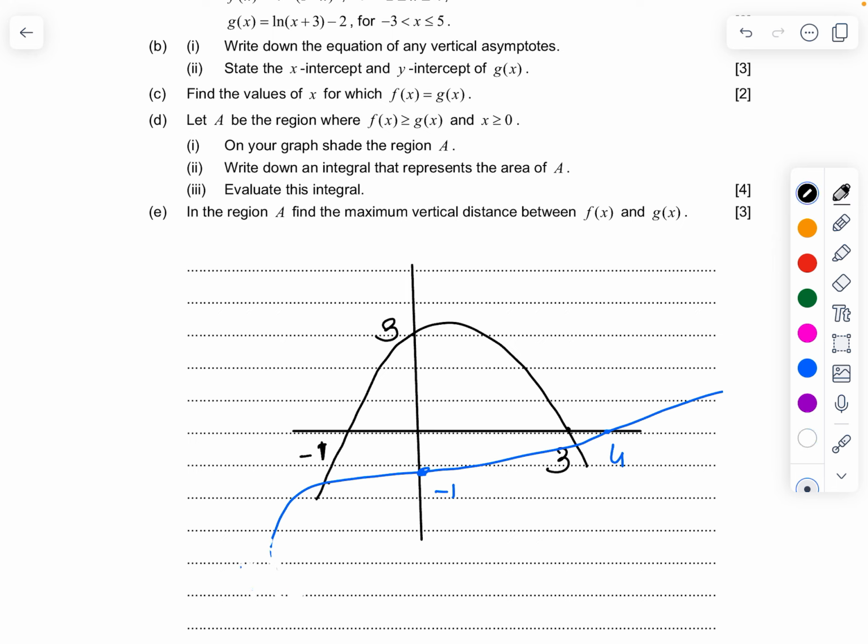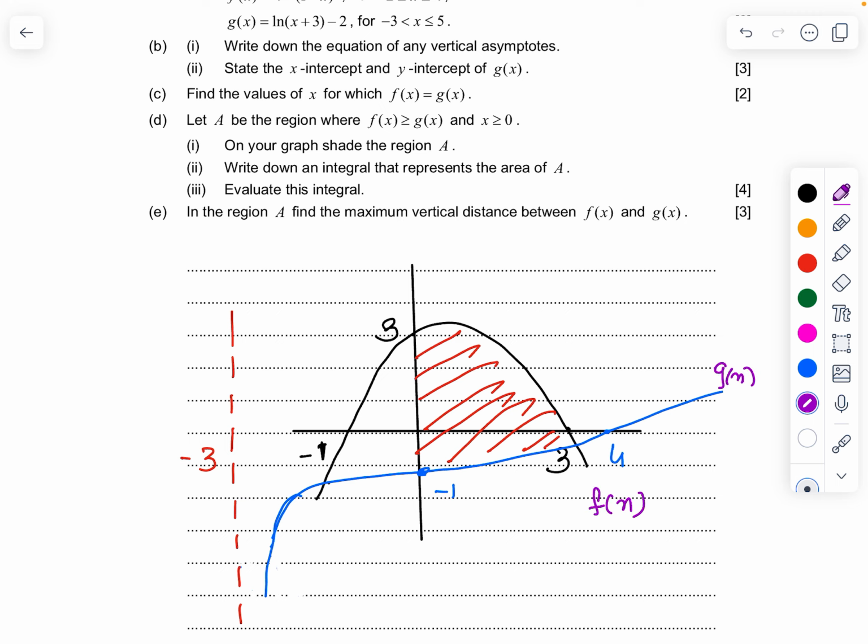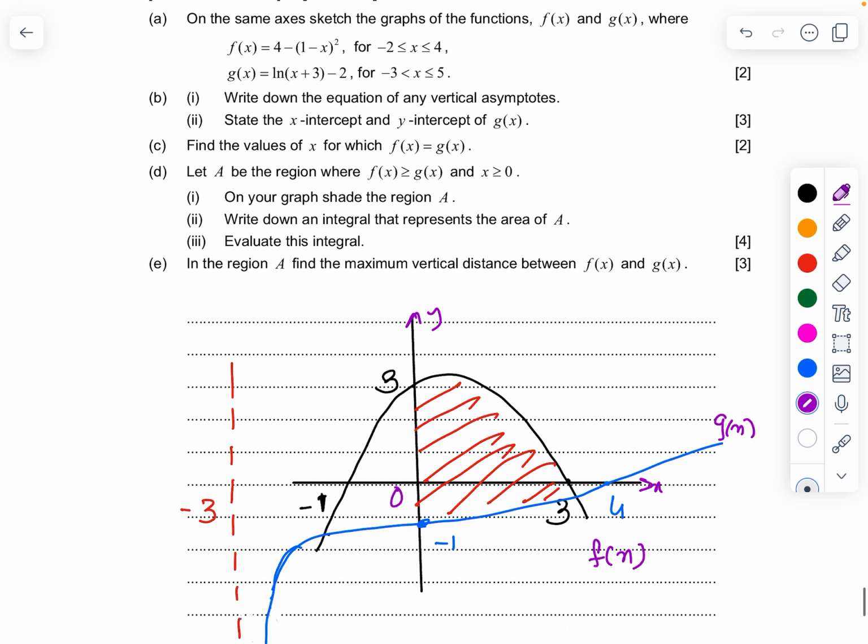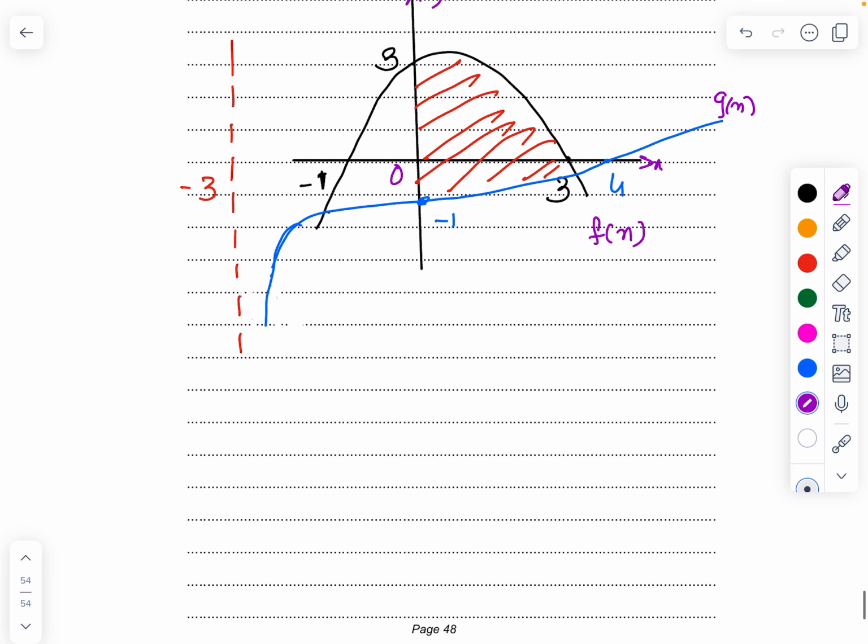Over here, you have an asymptote. Asymptote at negative 3, and this is the area of the shaded region. This is g of x and this is f of x, and this is the x-axis, y-axis and origin. Then write down the equation of the vertical asymptote. The vertical asymptote is x equals negative 3.